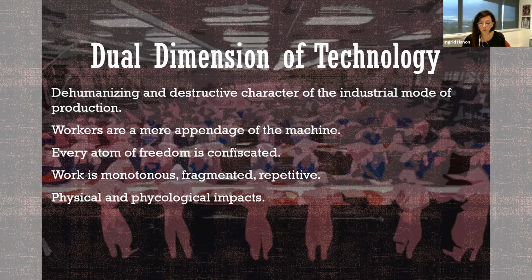He refers to industrial production as a system that confiscates every atom of freedom and transforms the workers into appendages of the machine. He also criticizes the ongoing process of deskilling and the kind of monotonous, repetitive, and fragmented work provided by industrial production. He even refers in some sections to the physical and psychological impact of industrial production on workers' health, or the way industrial agriculture undermines the two original sources of wealth, labor and the soil.